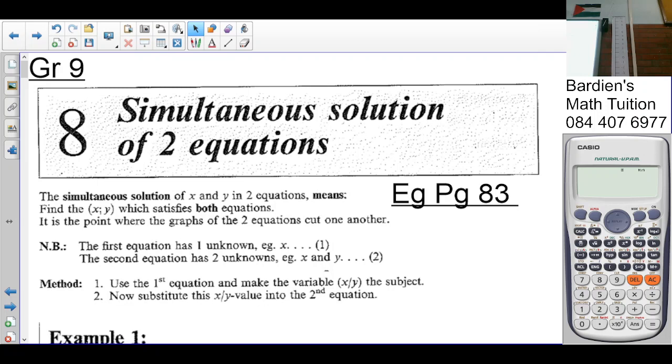Here we are told that the simultaneous solutions of x and y in two equations means we find the x and y, that coordinate which satisfies both equations. It is a point where the graphs of the two equations cut one another. So when you see two graphs intersecting each other, we can work out that point by using simultaneous equations.